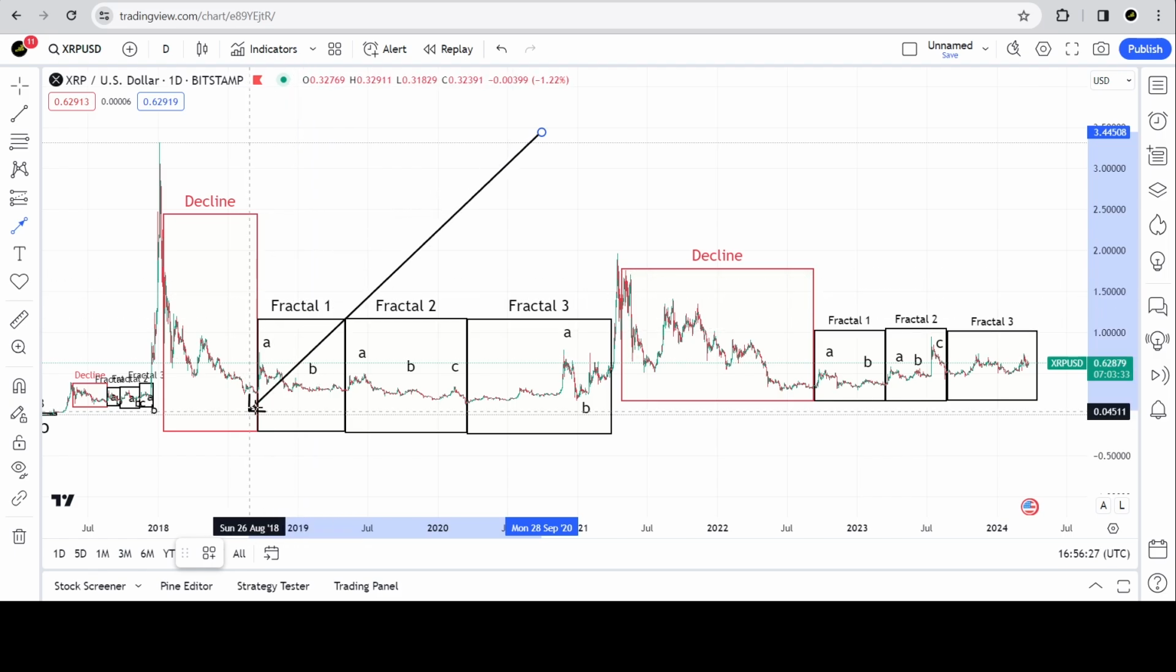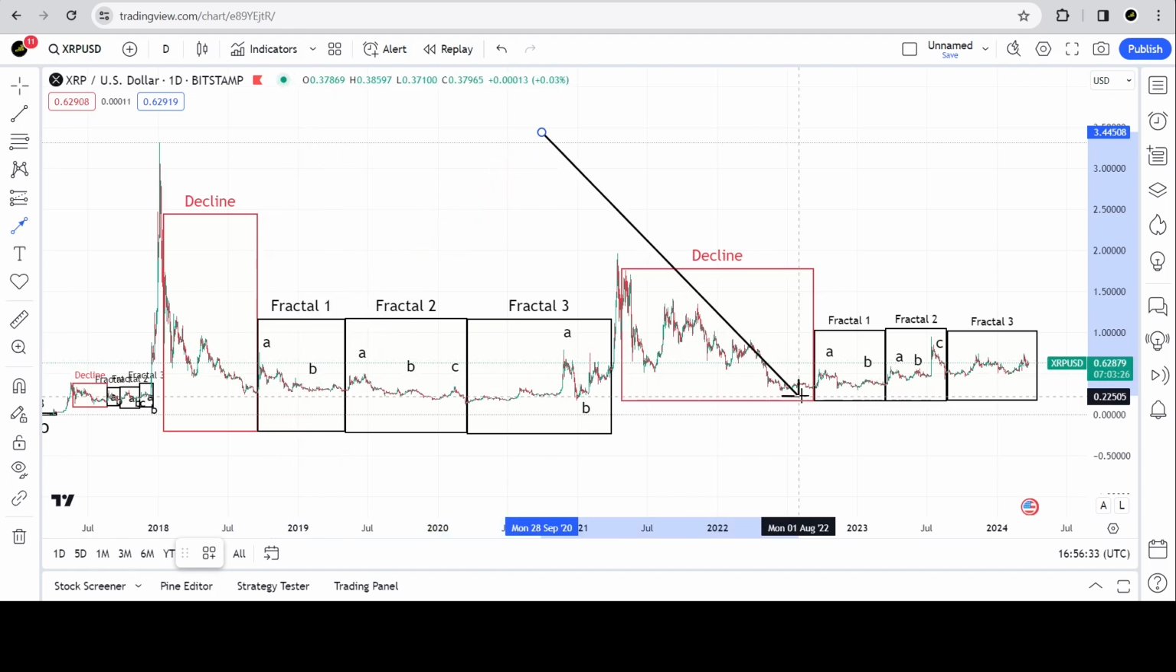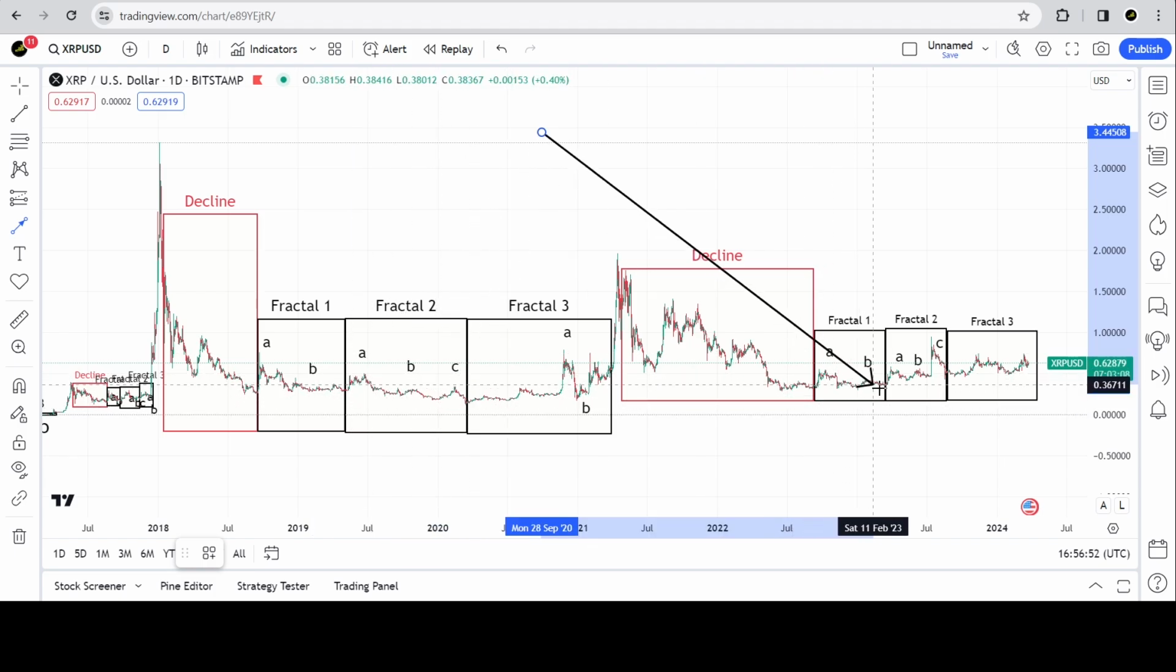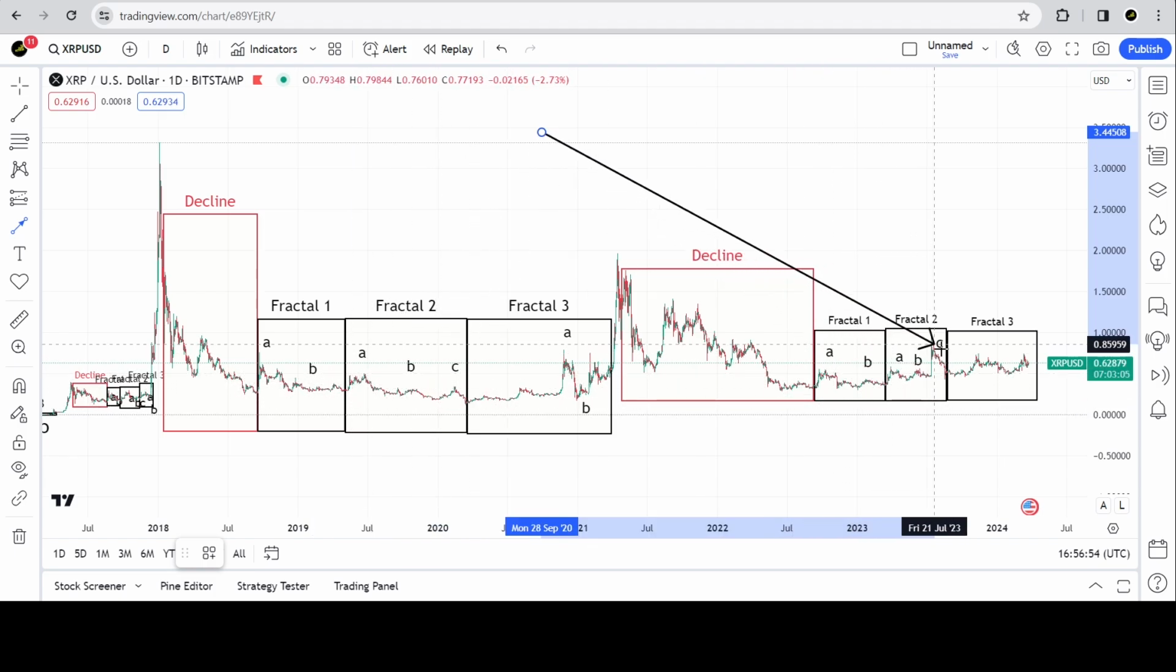Fractal 1: price moves up and then it moves back down in part A, and then in part B it kind of goes flat. We see that over here with this fractal 1, price moved up, moved back down, and then it went flat. In fractal 2, it has three waves, wave A, wave B, and wave C. We see that over here, wave A, wave B, and wave C.